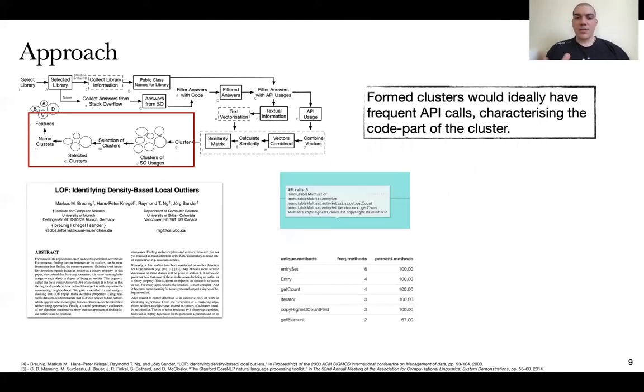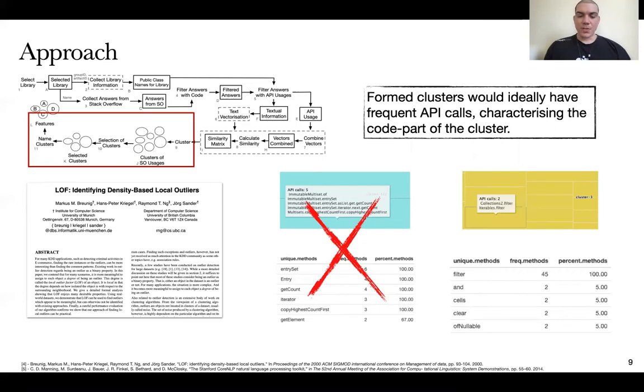And basically, this is an example. You see that the frequency here is not clearly distinguished from one method to another. And in this case, we discard those clusters. Now, in this other case, you see that this filter method is very, very frequently used in comparison to other methods, and you see that this cluster is basically about the usage of this method, so it is included for further processing.